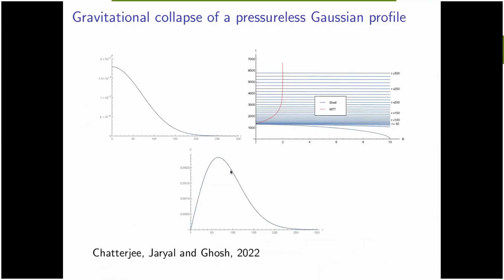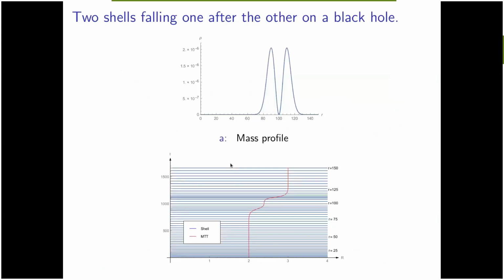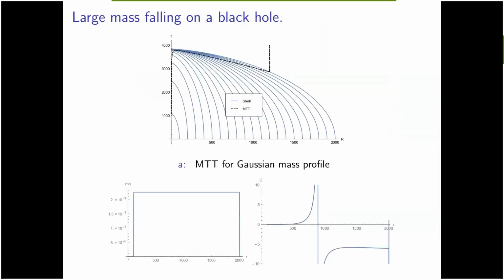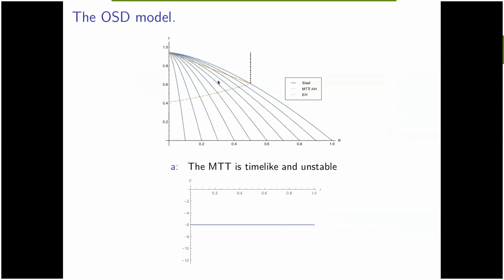So we see that in both the cases where black holes are formed, C is positive, so those are stable black holes. But for example, in the case of Oppenheimer-Snyder collapse, the marginally trapped tube that we see here has a negative sign. This is a time-like marginally trapped tube, and that has a negative signature, which means that black holes formed by Oppenheimer-Snyder collapse tend to be unstable. Okay.